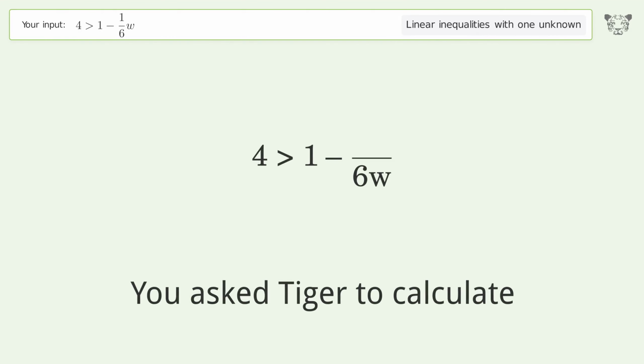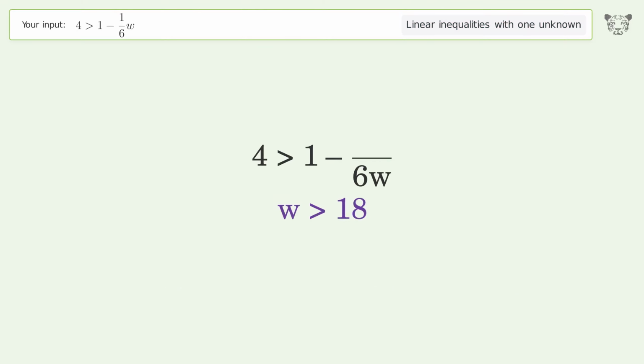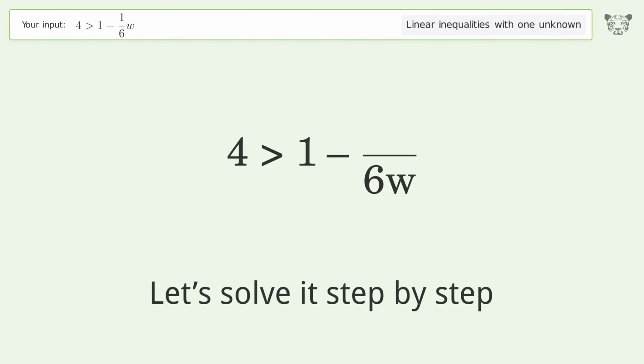You ask Tiger to calculate. This deals with linear inequalities with one unknown. The final result is w greater than -18. Let's solve it step by step.